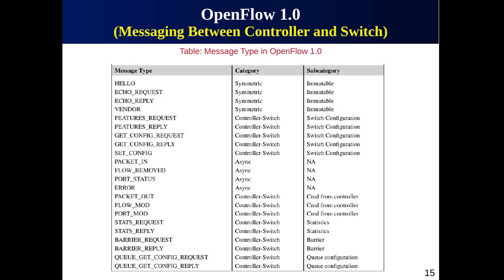Let me highlight some of the messages that are mentioned here, like the hello message. The hello messages are exchanged after the secure channel has been established to determine the highest OpenFlow version number supported by the peers. The echo messages, request and reply, are used by either side during the life of the channel to assert that the connection is still alive and to measure the current latency or bandwidth. Similarly, we have the vendor message, available for vendor-specific experimentation or enhancement.